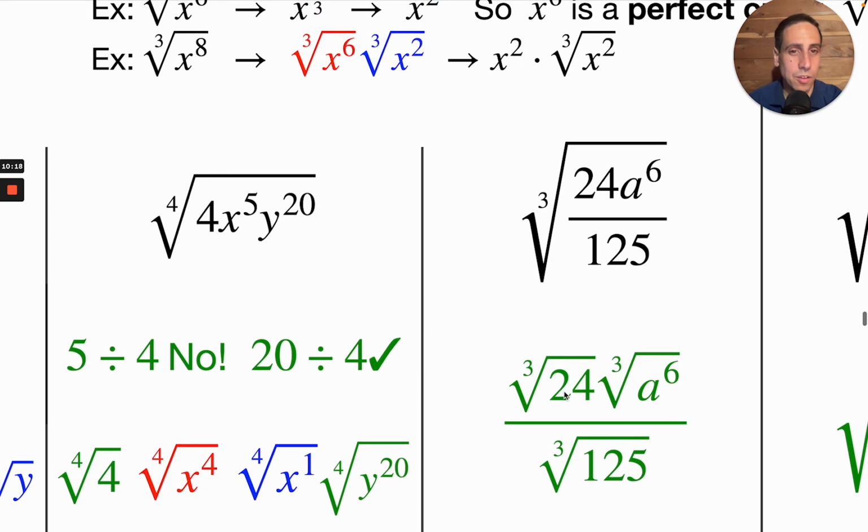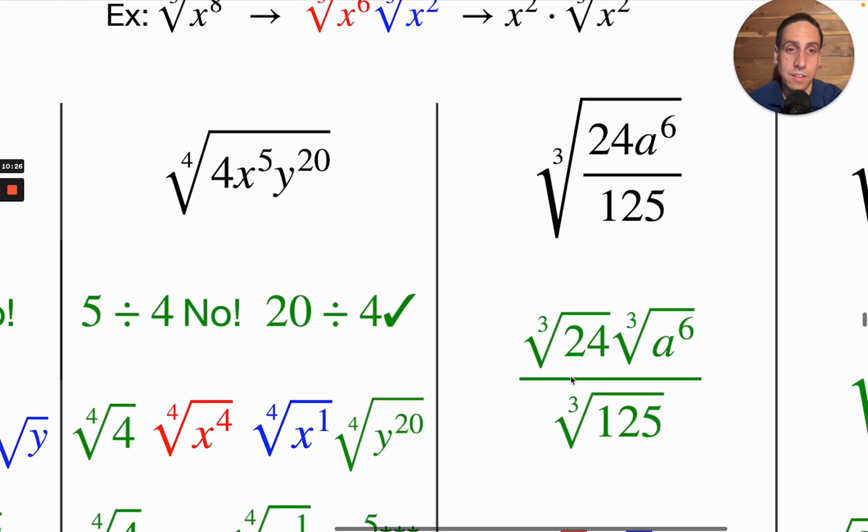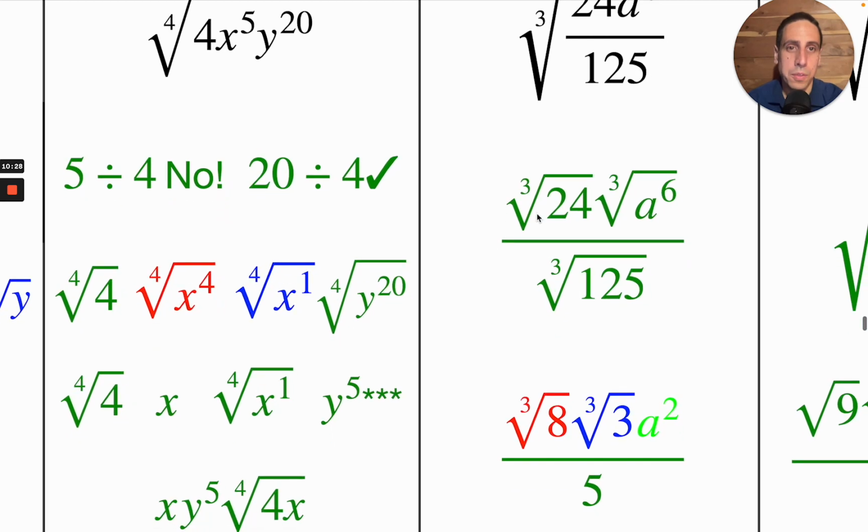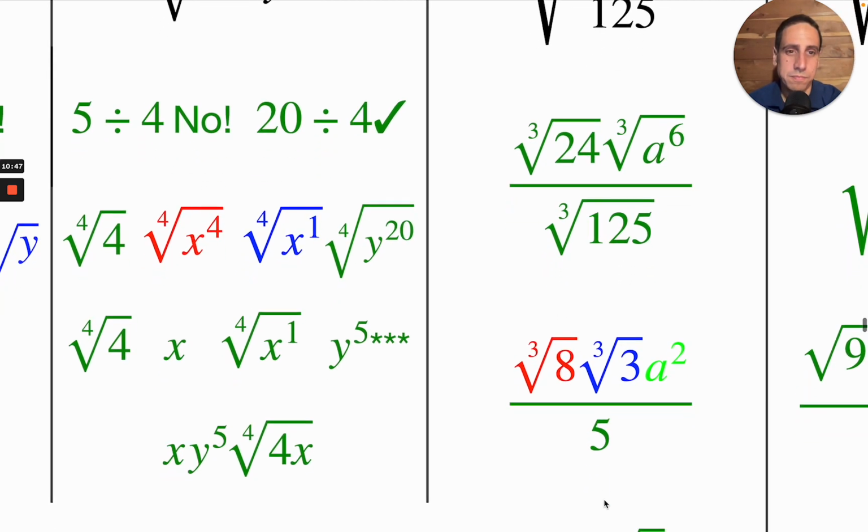Well, I can't take the cubic root of 24, but I can find a perfect cube that is a factor of 24, and that's 8. So I'm going to split that 24 up into the 8, which is the perfect cube, and the 3, which is the leftover factor. I can take the cube root of a to the 6. What variable times itself 3 times is a to the 6? It's just a squared. Times itself 3 times is 8. So I take the cube root there, and then the cube root of 125 is 5.